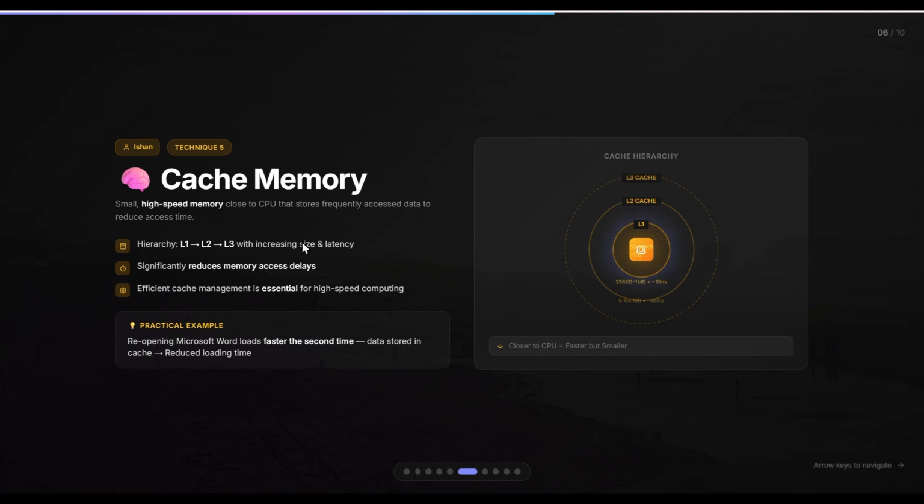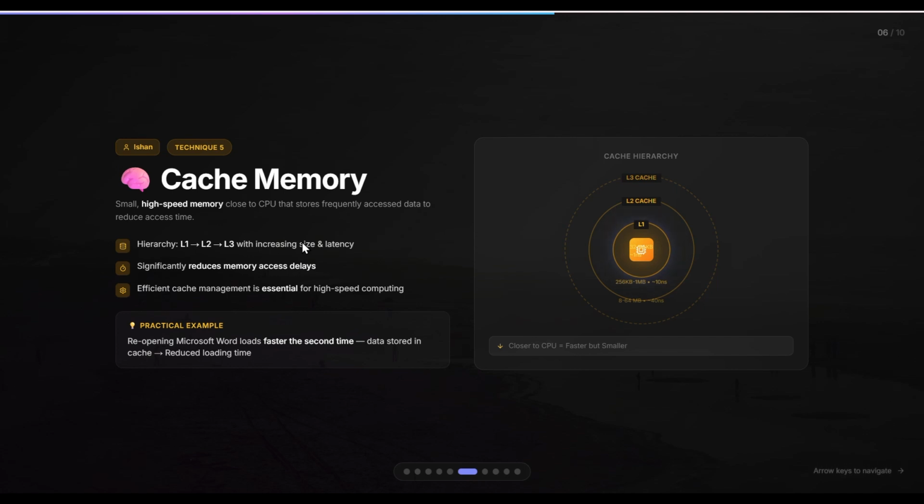The cache hierarchy typically includes three levels, L1, L2, and L3, each with increasing size and latency. By keeping the important data nearby, the cache memory significantly reduces the memory access delay and improves the overall performance of the system. Efficient cache management is highly essential for high-end computing.